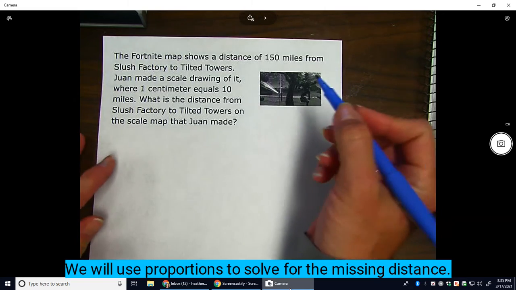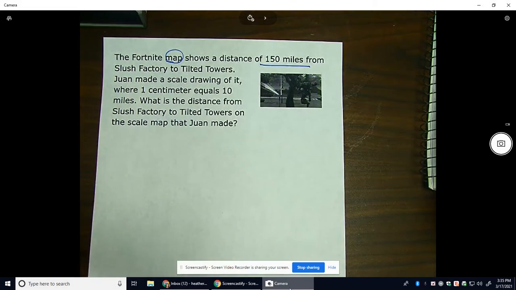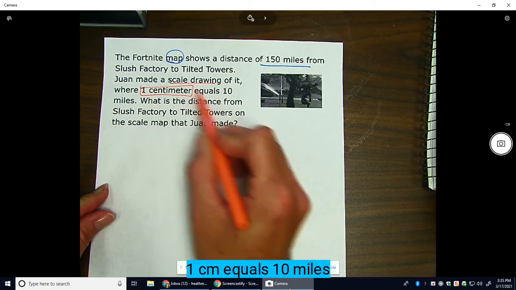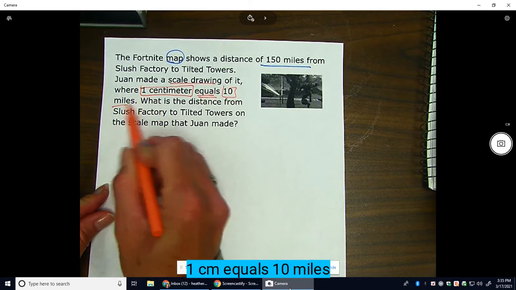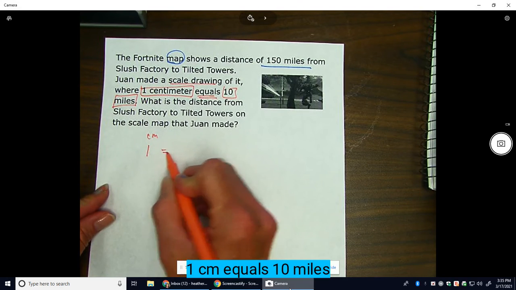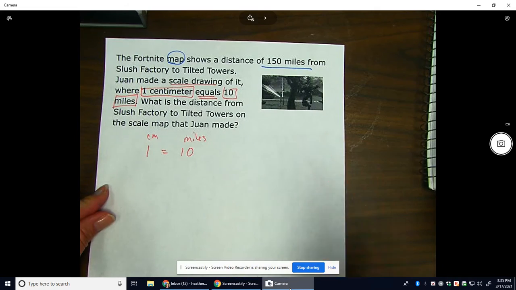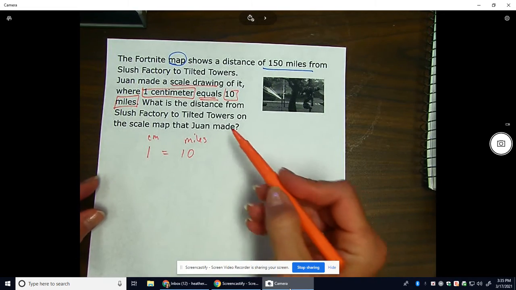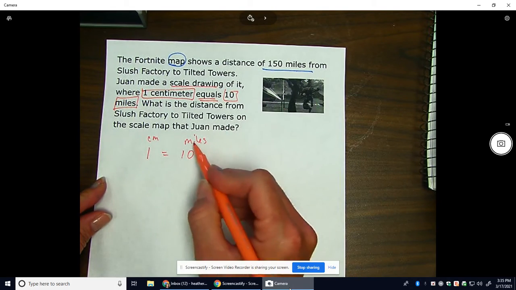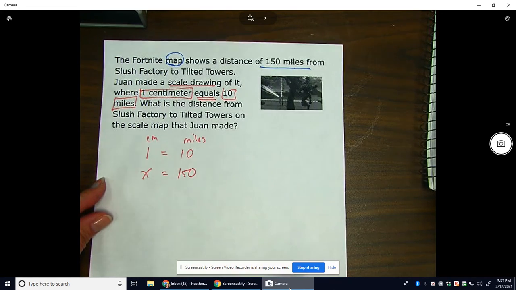So once again, as I'm reading this, I see that the map is showing 150 miles. And that Juan drew a scale drawing where 1 centimeter equals 10 miles. So it says 1 centimeter equals 10 miles. It wants to know what the distance would be on that scale map that Juan made. So it tells me 150 miles. That has to go under this 10 for the miles, which means I'm looking for the centimeters piece.